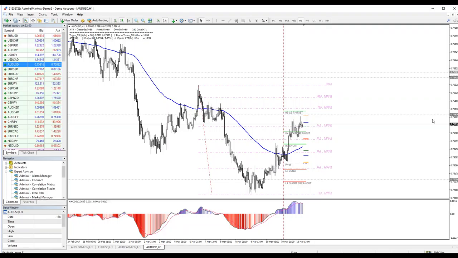Okay, and if it breaks below 75.45, we can add breakout right here. Okay.